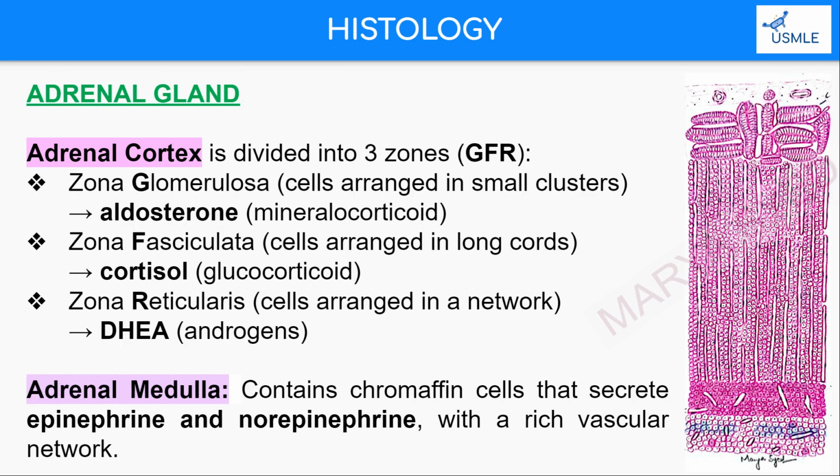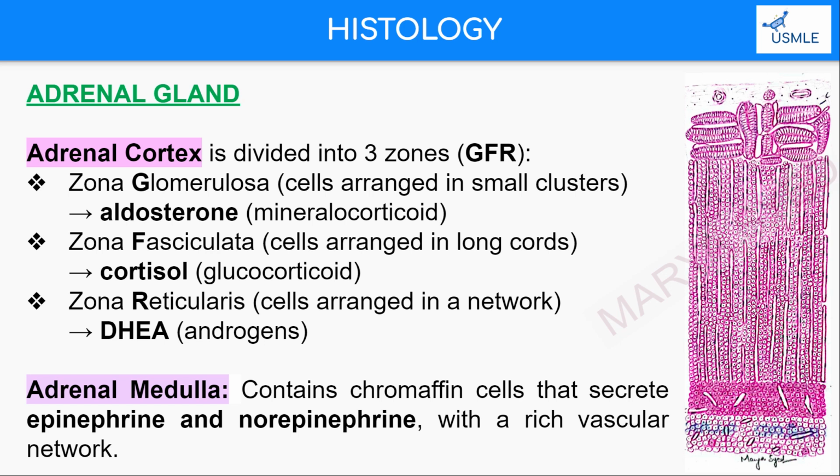Moving on to the adrenal gland, we know that the adrenal gland is composed of two parts, the outer cortex and the inner medulla. The outer cortex is divided into three zones, which you can remember by the mnemonic GFR. G stands for zona glomerulosa, where the cells are arranged in small clusters. You can visualize this with the help of the diagram given on the right. At the top is the zona glomerulosa, which secretes aldosterone, which is a mineralocorticoid.